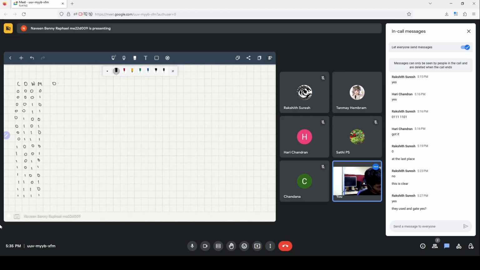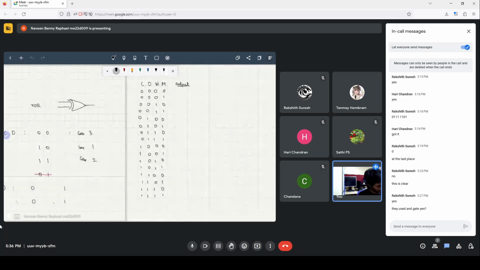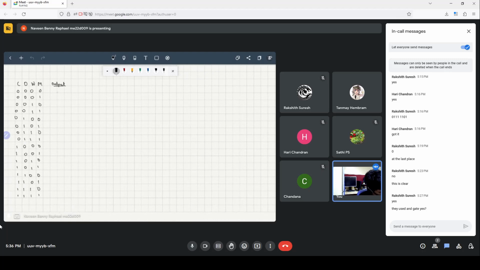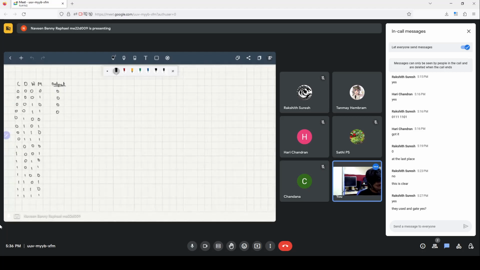Output. So case 3 says the alarm will not make a sound; case 3 is 0 0. That means in all these cases the alarm will not make a sound. In case 1, the alarm will make a sound only if the windows or doors are disturbed. Case 1 was all the cases which look like 1 0. So anything in this region.